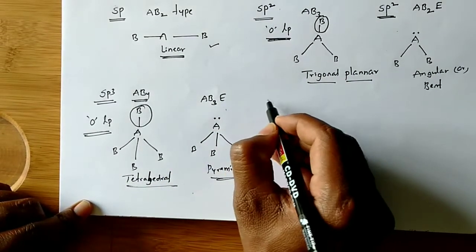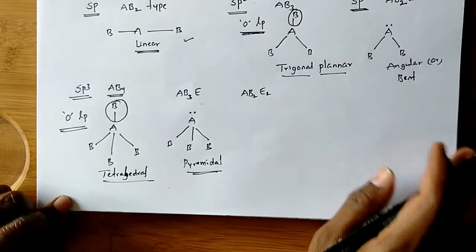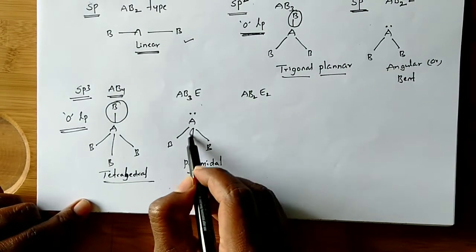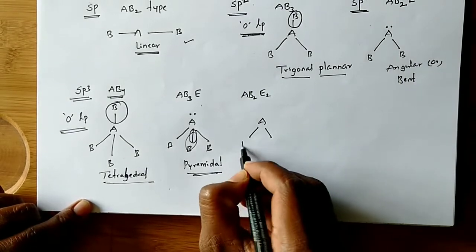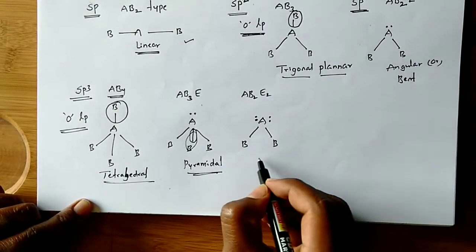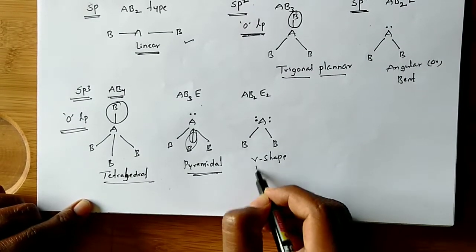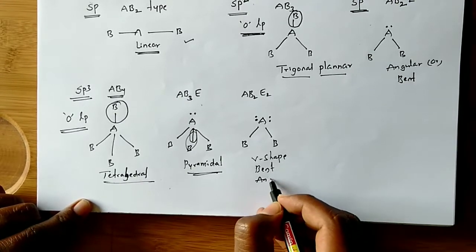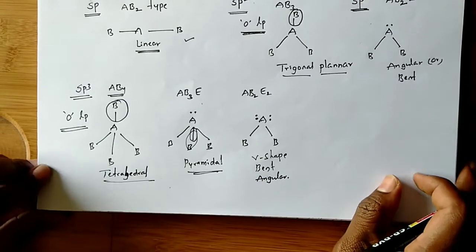With two lone pairs, AB2E2, E is lone pair. So any one bond you can remove from these three. Again I am removing this bond, then the resultant structure will be what? There are two lone pairs of electrons. It is V shape or bent shape or angular shape, whatever. Three lone pairs are not possible for this.